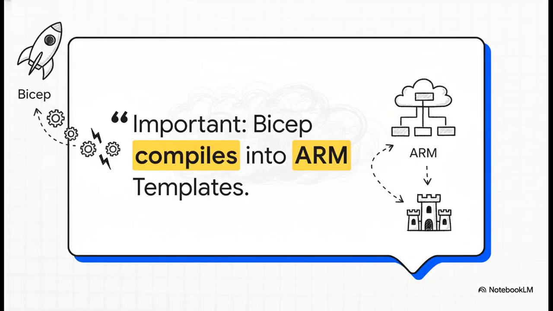Okay, this is probably the most important thing to get about Bicep. It is not a replacement for ARM templates. It's just a smarter way to write them. See, behind the scenes, when you deploy a Bicep file, Azure just converts it into a standard ARM JSON template for you. So you get the beautiful simplicity of Bicep with all the battle-tested power of ARM. It's truly the best of both worlds.